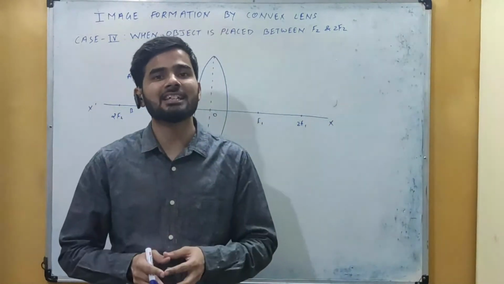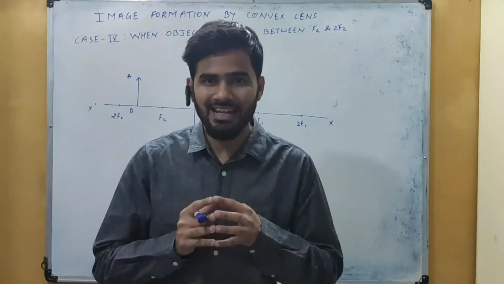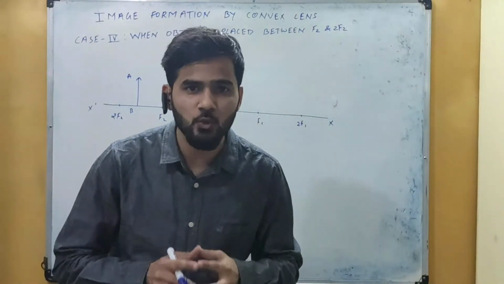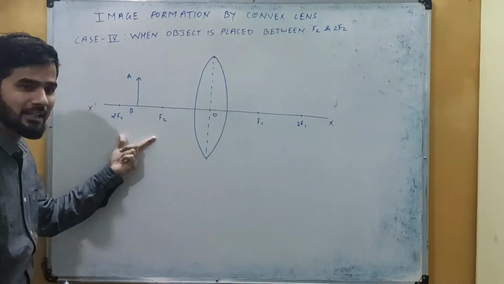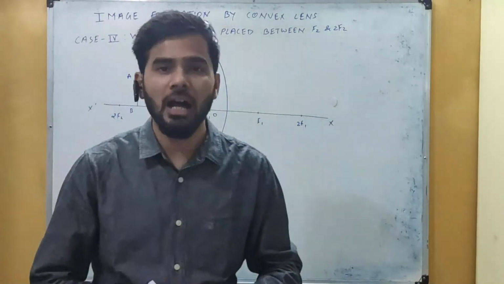Now here in this lecture, we will see three more cases of the image formation by convex lenses. The fourth case is when the object is placed between f2 and 2f2. मतलब वो जो ऑब्जेक्ट है हमने f2 और 2f2 के बीच में रखा है. इस केस में इमेज कहां पर बनेगी?